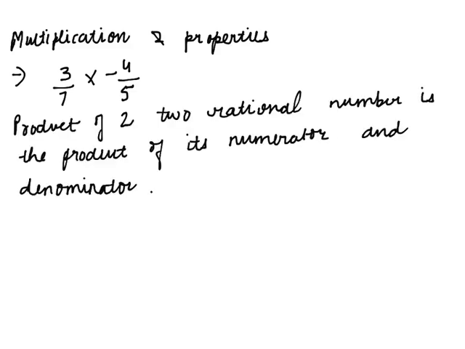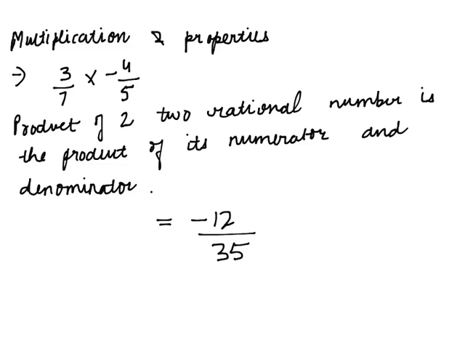So in this we will multiply numerator with numerator. We will get minus 12. Then we will multiply denominator with denominator. We will get 35 in the denominator. Now we will check whether we can change it into standard form or not. 12 and 35 don't have any common factor. So our final answer will be minus 12 by 35. This is the way we multiply two rational numbers.